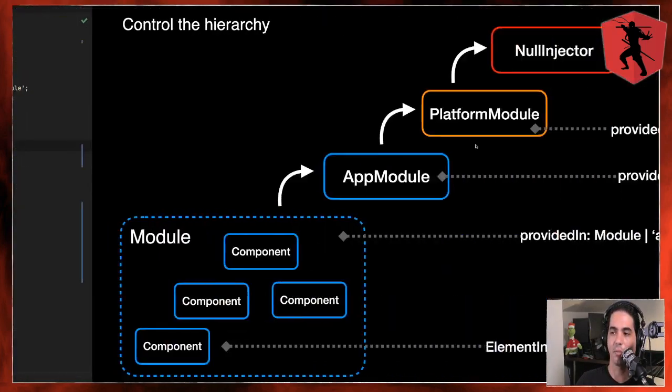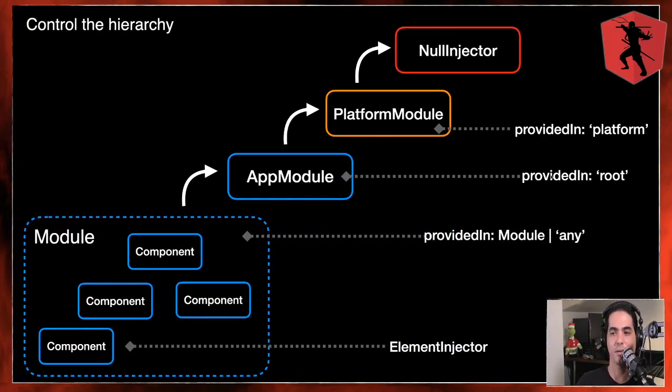So by providing a service at the root level, we technically create a singleton at the Angular module level, which means that all the components that are a child of the app module, which depends on other modules, but it doesn't really matter, will be able to locate this dependency because it was configured on the R3 injector, which lives on the app module, because I provided it in root.